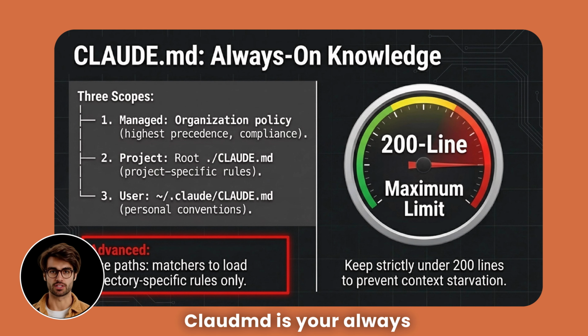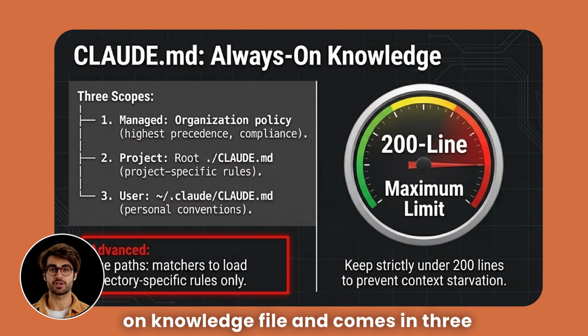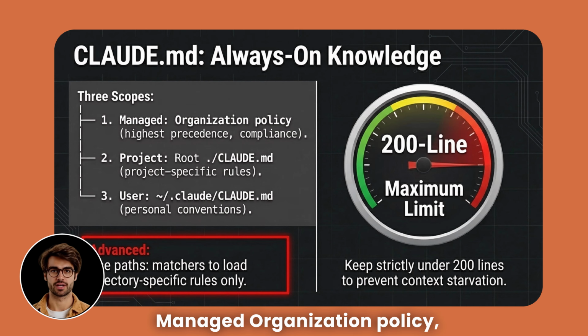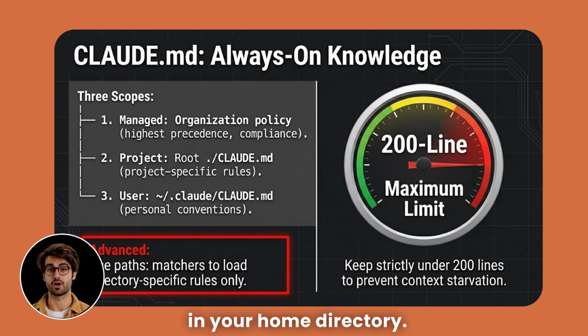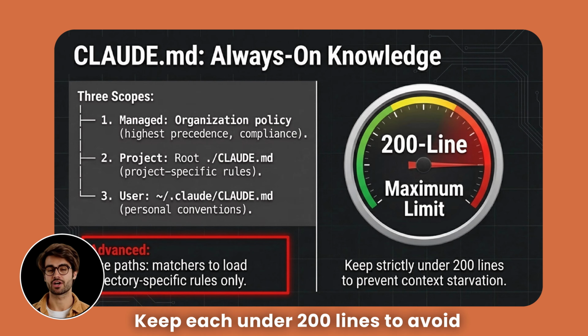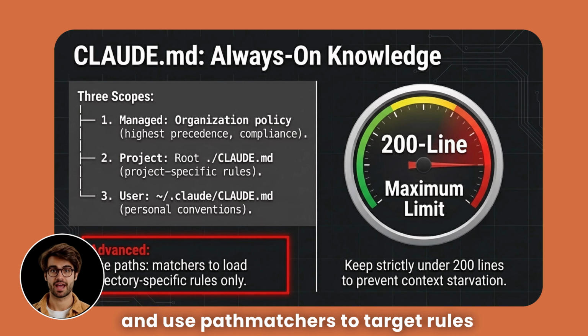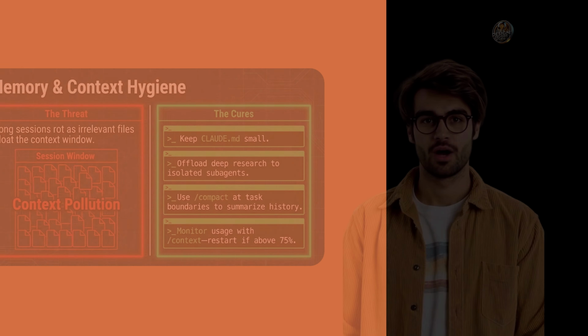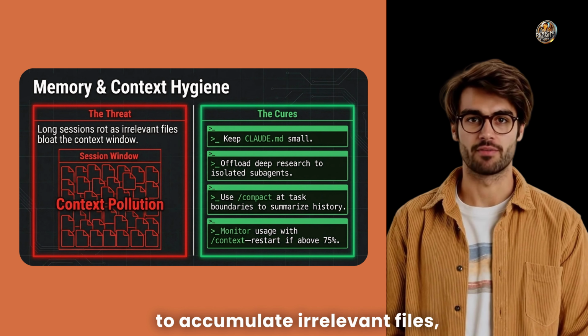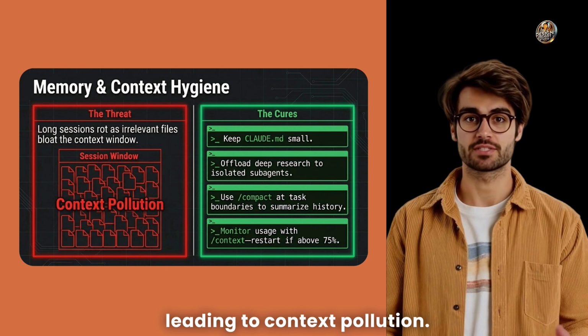CLAUDE.md is your always-on knowledge file and comes in 3 scopes: managed organization policy, project-level rules at the repo root, and user-level preferences in your home directory. Keep each under 200 lines to avoid context starvation, and use path matchers to target rules to specific folders where needed. Long sessions tend to accumulate irrelevant files, leading to context pollution.